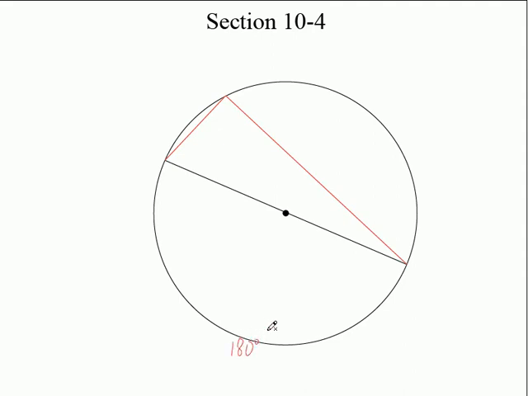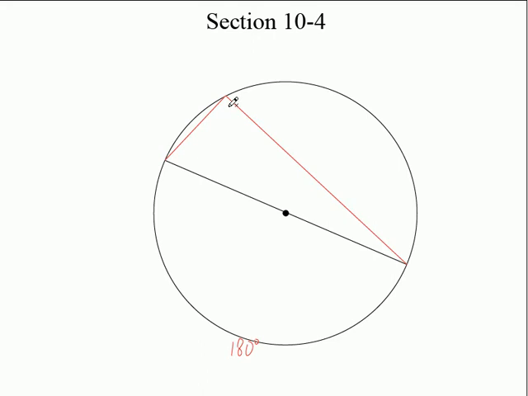What did we just learn about an inscribed angle? It's what of the arc? Half of the arc. That's right. So this angle is half of the arc that it cuts off. It cut off this arc right here, which is 180 degrees, so this angle has to be half of 180 degrees, which is 90 degrees. So that would be 90 degrees right there.